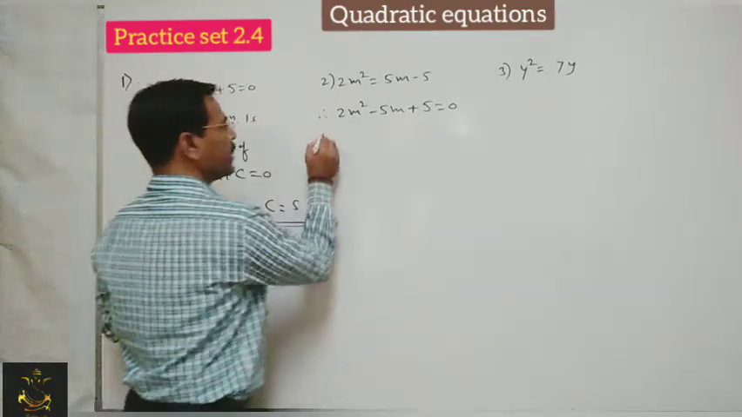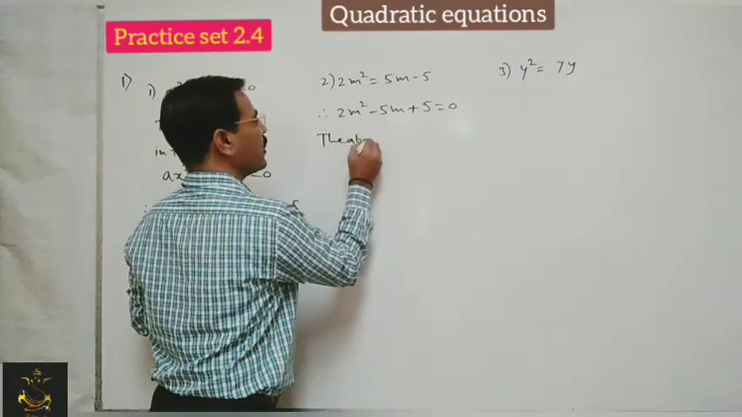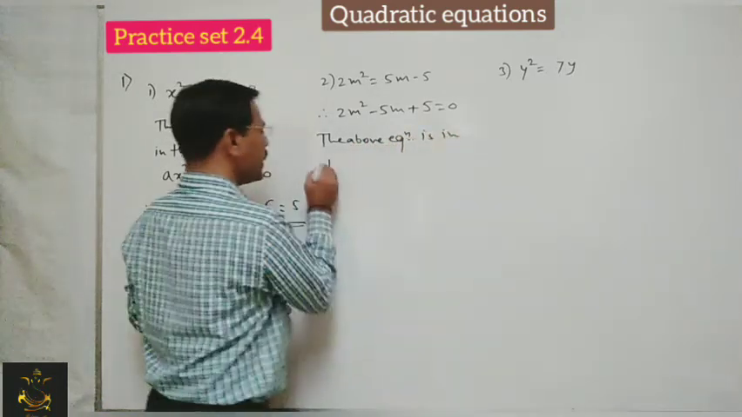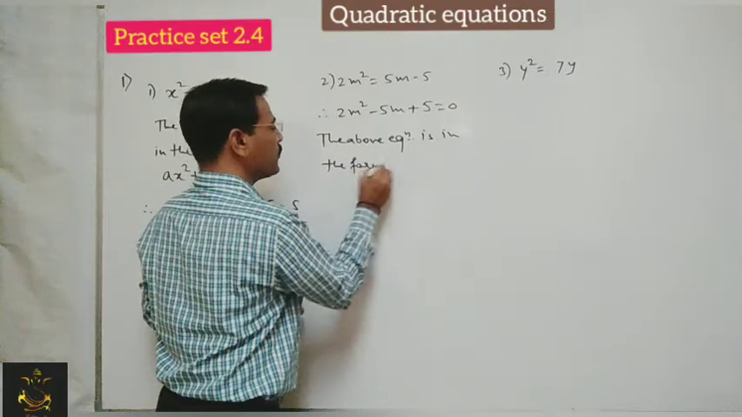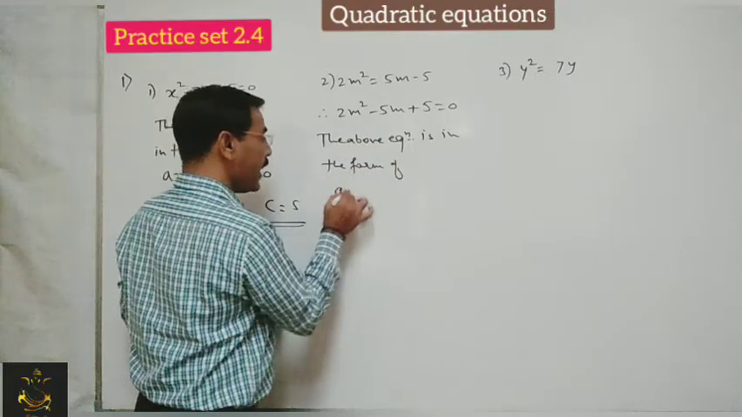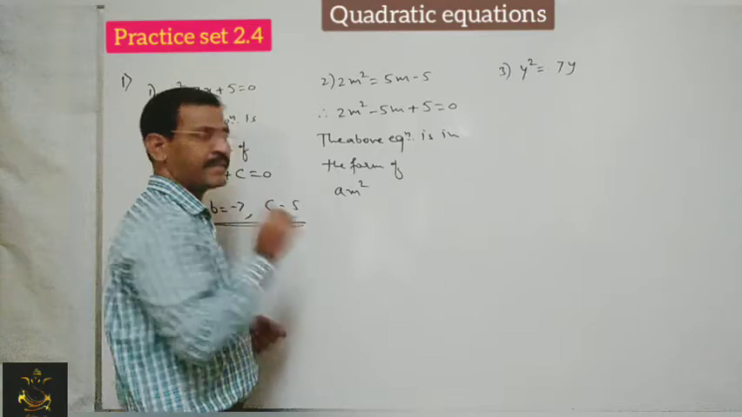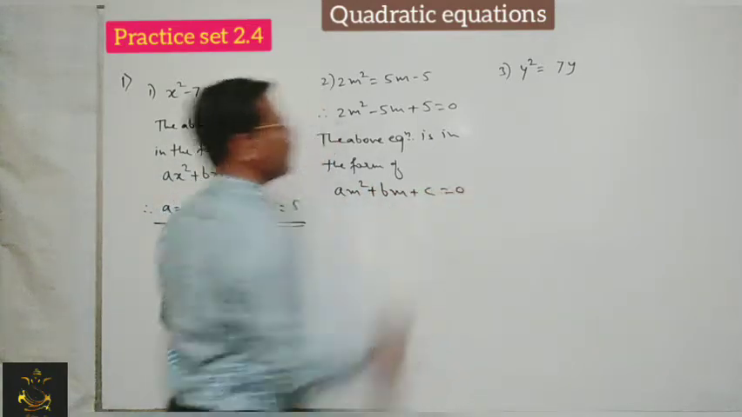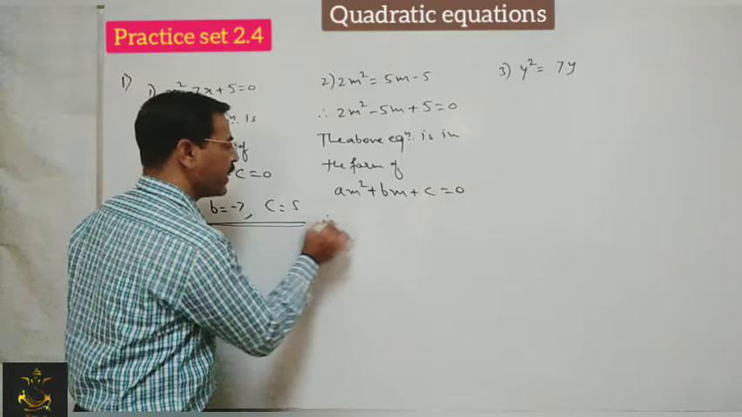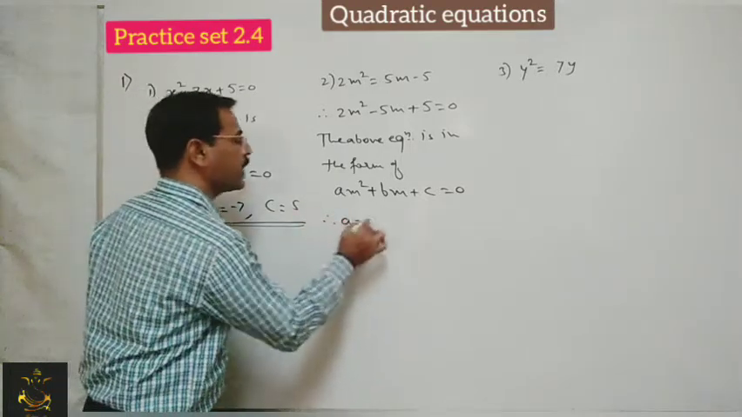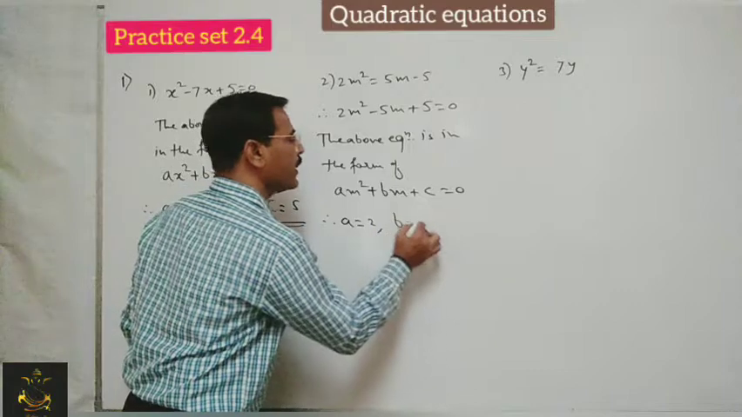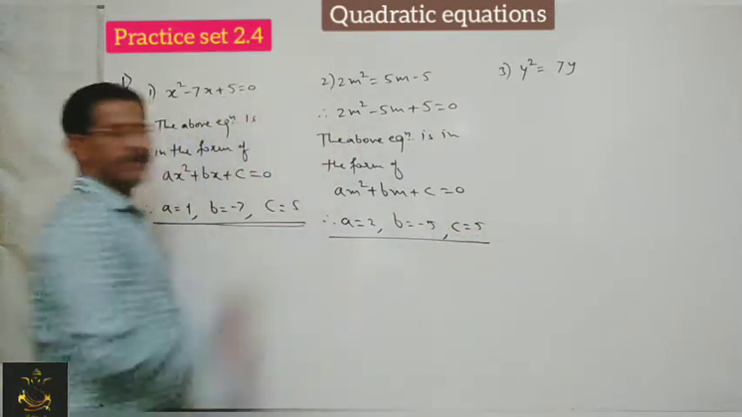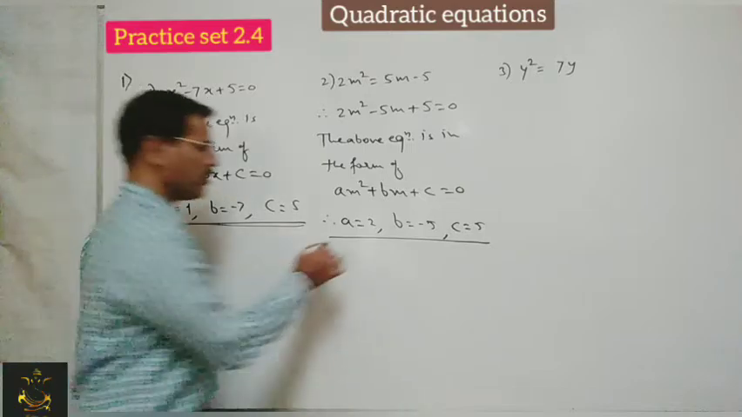So I'll write, the above equation is in the form of am square plus bm plus c equal to 0. Don't write x here. By comparing, what will we get? a equal to 2, b equal to minus 5 and c equal to 5. Understand? Look, all these are very simple.